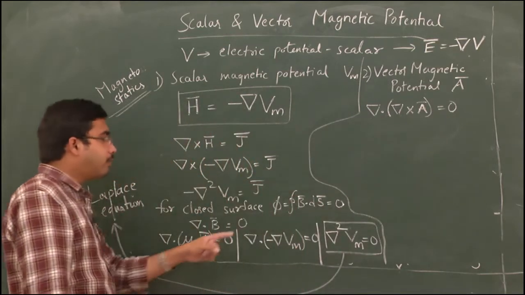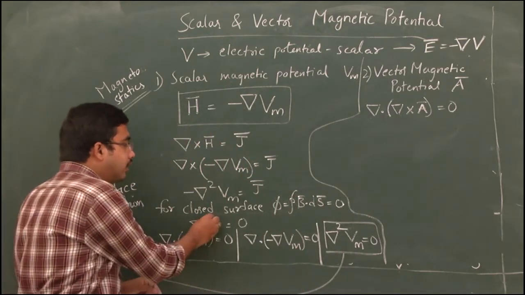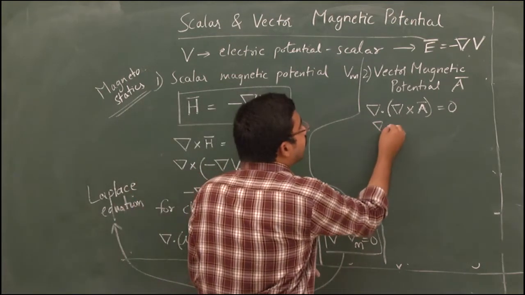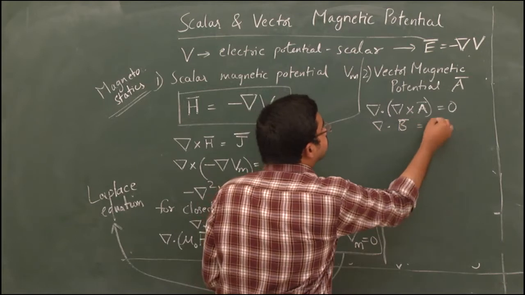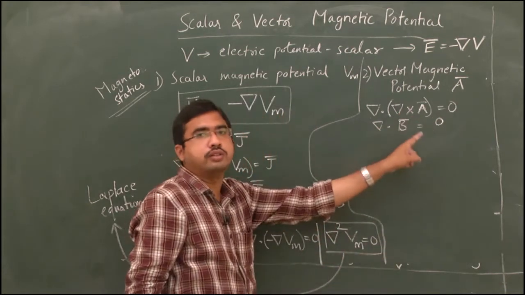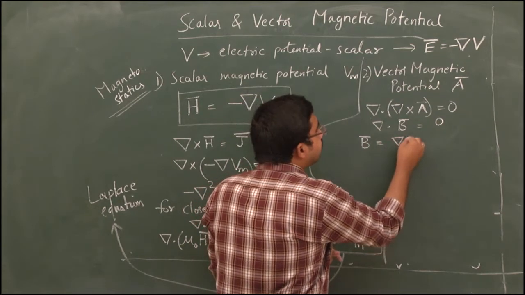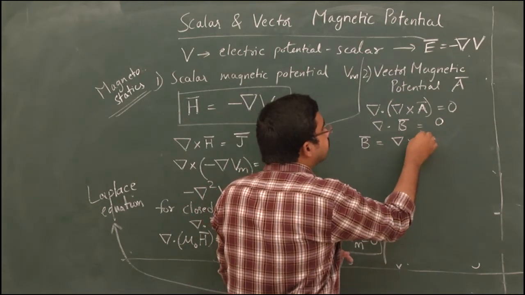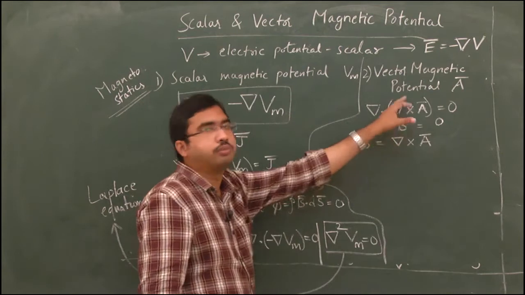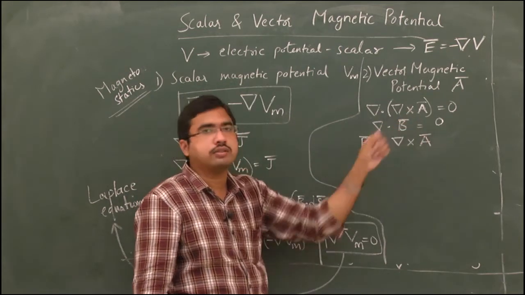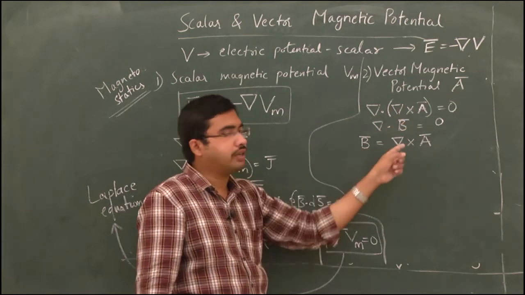But already from our previous concepts we can say that del dot B bar is equal to 0. So on comparison of both these equations, can we write B bar equal to del cross A bar? On comparison of both these equations, we can write B bar equal to del cross A bar.